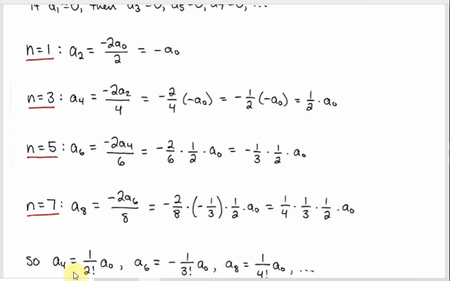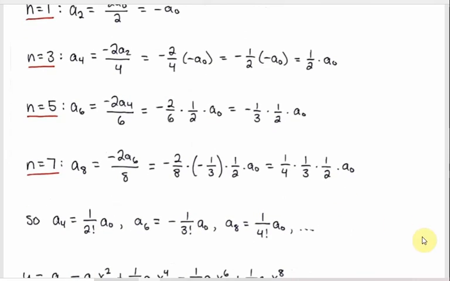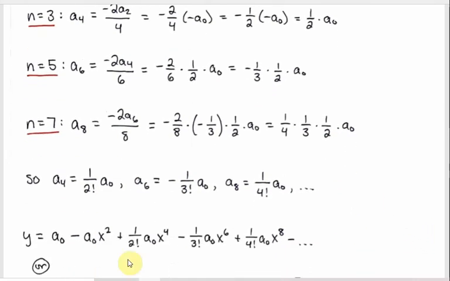So what are we getting? The a4 up here, it's 1 over 2 factorial times a0. a6 is negative 1 over 3 factorial times a0, right? That's what that is. a8 is 1 over 4 factorial times a0. So we're getting somewhere, right? So if you write that all together, we've got this.